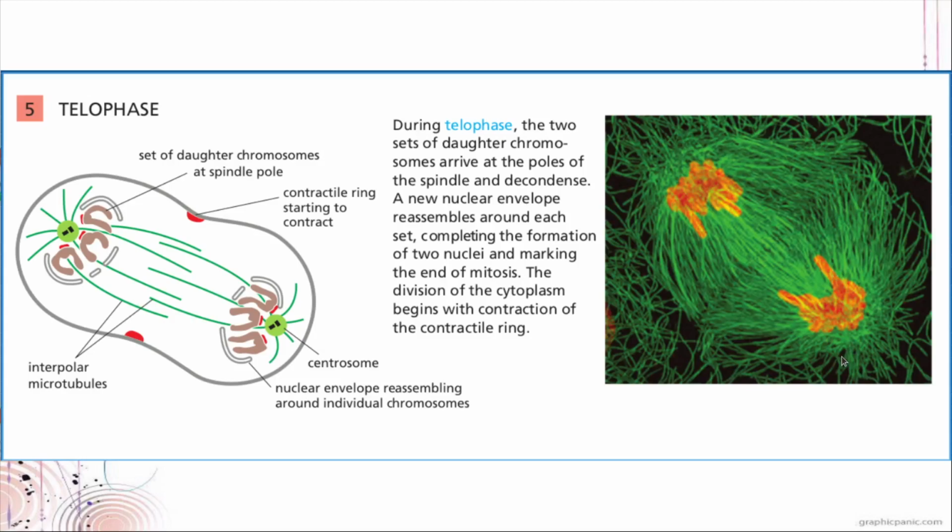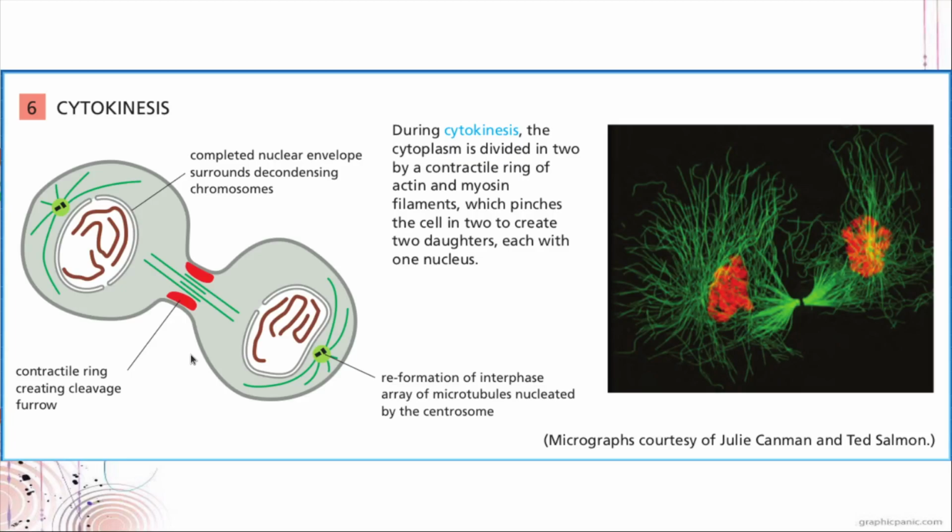And the telophase, the 2 sets of daughter chromosomes have arrived at the poles of the spindle and they decondense. A new nuclear envelope assembles around each set, completing the formation of 2 nuclei and marking the end of mitosis. The division of cytoplasm also begins with the contraction of your contractile ring. So here is your contractile ring. They are contracting to form the 2 daughter cells.